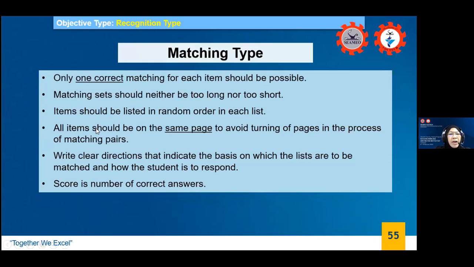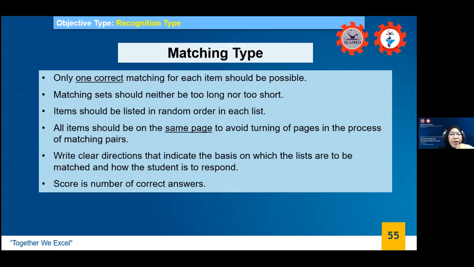All items should be on the same page to avoid turning of pages in the process of matching pairs. So this means when you use matching type as a written test type, make sure that all of those question items fall on one page, right? Try not to go to the next page to complete your matching type items.